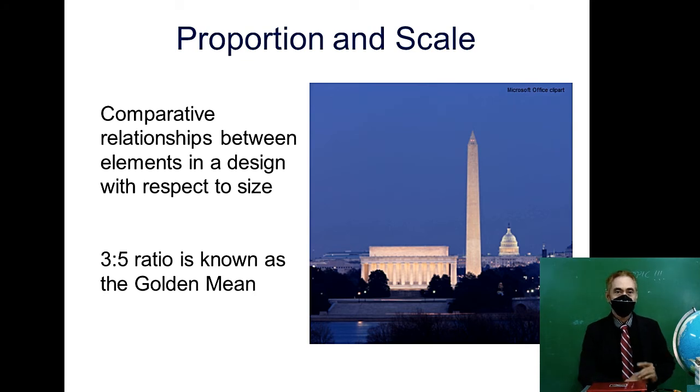Proportion and scale, the comparative relationship between elements in a design with respect to size. Example, 3 to the ratio of 5. The 3:5 ratio is known as the golden mean. So that is proportion and scale, comparative relationships between elements in a design with respect to size, and the golden mean is the 3:5 ratio.